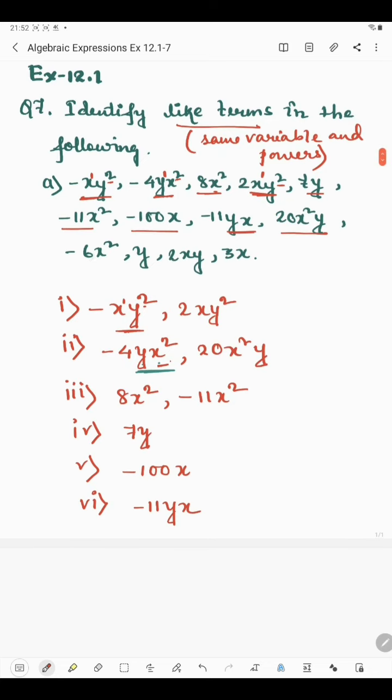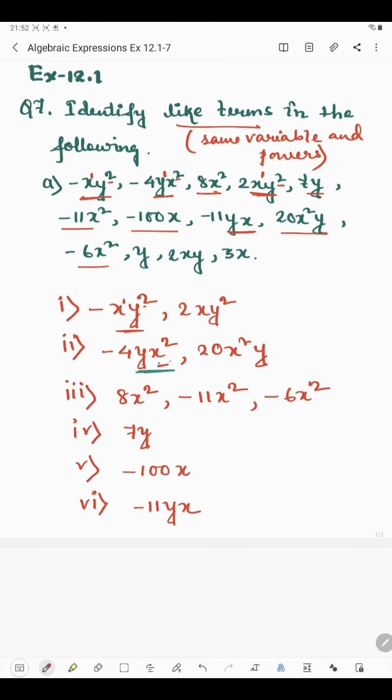Now our next term is minus 6x square. Now we'll just have to search for the term x square. Now see here, we have the x square term present. So with these two terms we'll put minus 6x square.